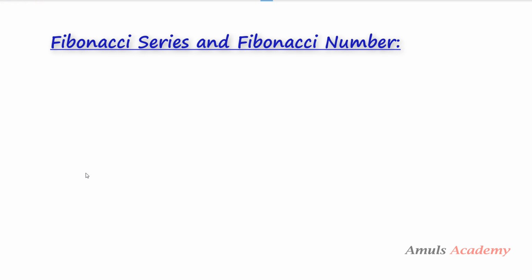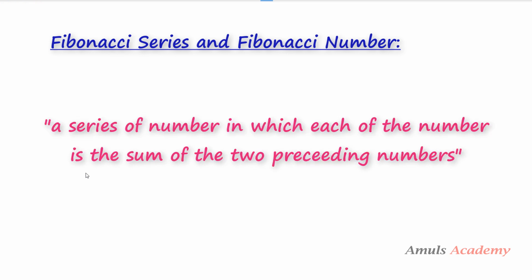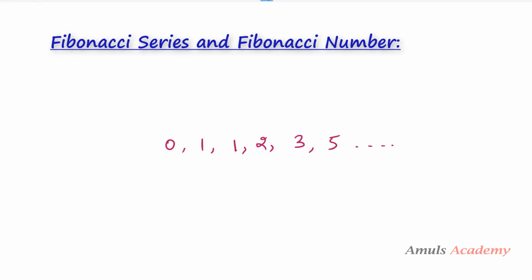Today in this tutorial we'll write a program to check whether an entered number is a Fibonacci number or not. We already discussed the Fibonacci series, a series of numbers in which each number is the sum of the two preceding numbers. For example, this is the Fibonacci series, okay? Here each number is the sum of the two preceding numbers. For example, here 1 is the sum of 1 and 0, 2 is the sum of 1 and 1, 3 is the sum of 1 and 2. And each number in this series is called a Fibonacci number. 0 is a Fibonacci number, 1 is a Fibonacci number, 3 is a Fibonacci number, 5 is a Fibonacci number.